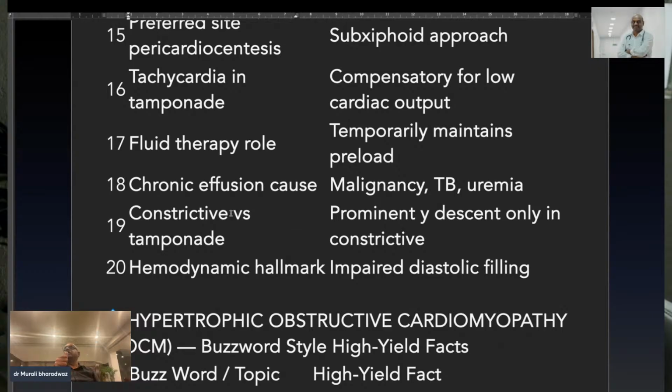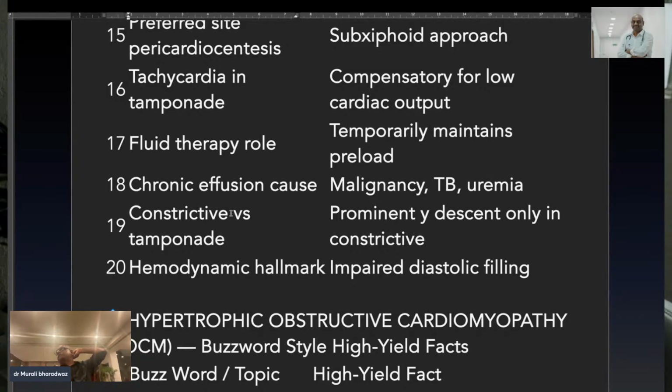Right? So why is there a tachycardia in tamponade? Because cardiac output is not happening. Because filling is decreased, hence there is a tachycardia. And what is the role of fluid therapy? In this situation, if you administer fluids, then you are increasing the preload, so the inside chamber pressure you are increasing will overcome the outside chamber pressure. So there is a role for increasing the preload by giving IV fluids.